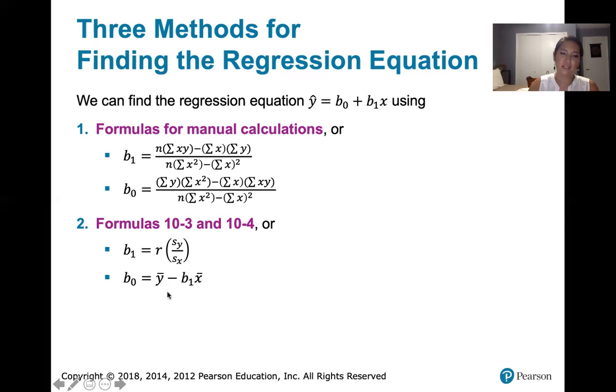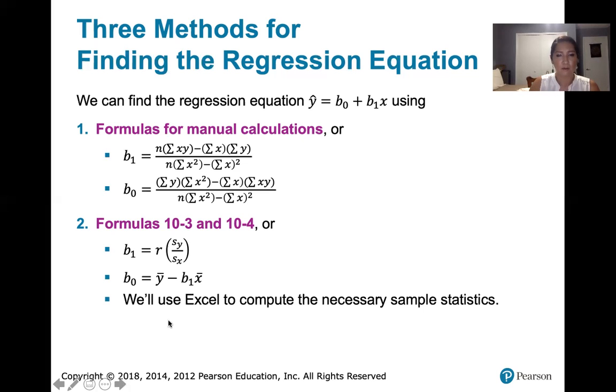So if I want to use these two formulas, rather than using all of those hand calculations, we're going to use Excel to compute the necessary sample statistics. But I want you to see that if you are doing hand calculations, these are going to be easier hand calculations to do than these, because these actually include a lot of arithmetic that's hidden in that symbol r, which requires a lot of arithmetic. And finding s sub y and s sub x, that requires a lot of arithmetic as well. So if I'm using formulas 10.3 or 10.4, I'll tend to use Excel to do that computation.